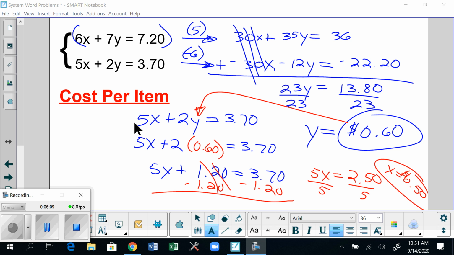A word problem like this, I like to call this a cost per item problem. And a cost per item system problem like this can be solved using the elimination method. You're going to see this on today's assignment on questions 1 and 2. All right, let's go to our next question then.